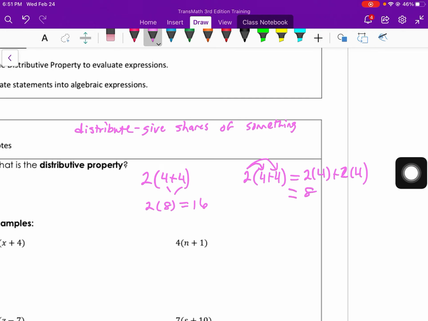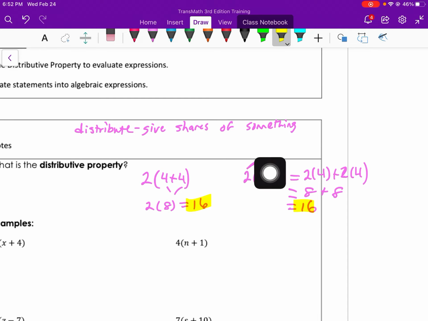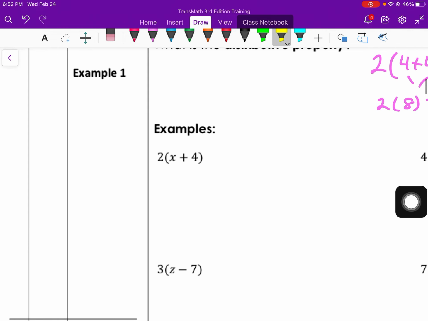So 2 times 4 is 8, plus 2 times 4 is 8. 8 plus 8 is 16. So good. We did get the same answer out. So we can use the distributive property when our terms might not be like. In this case, they were like, so we could combine terms. But let's look at some examples down here. Like in this first case, x and 4 are not like terms. 4 is a constant and x is a variable. So we cannot combine these terms, so we'll want to distribute the 2.